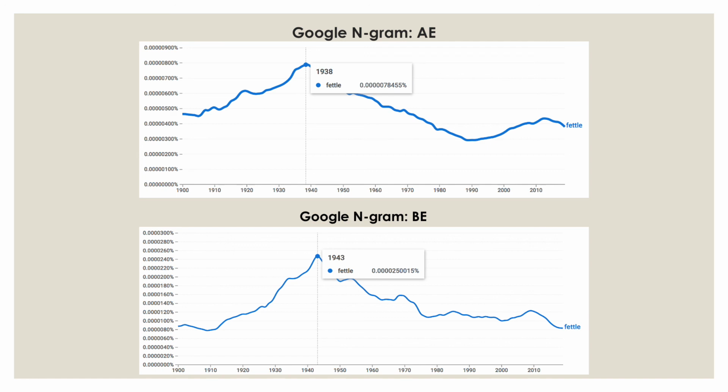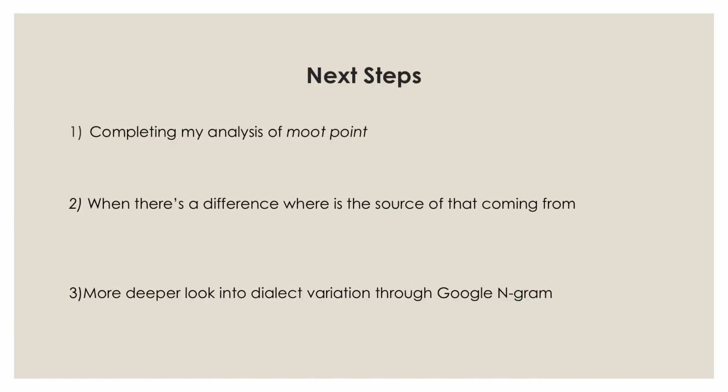So my next steps are to complete my analysis of moot point. I have recently started this, so if you want to know where I'm at, please feel free to ask. Also, just diving deeper into when there's a difference, knowing where the source of that is coming from, and looking deeper into the dialect variation through Google Ngram.